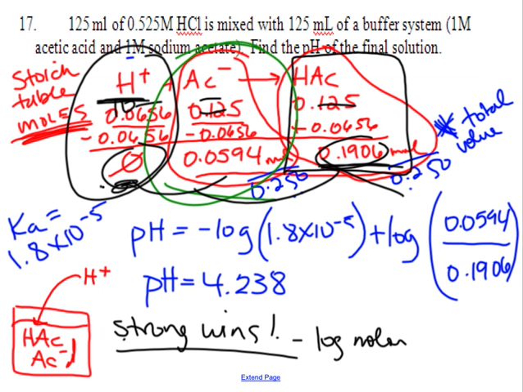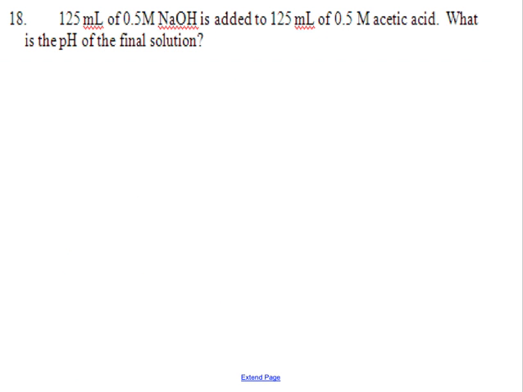So those are all the possibilities of what could happen after the war. All right? So the hardest part about this is knowing what the war is. And once you've done that correctly, you're good to go. So let's practice another one. 125 mL of sodium hydroxide is added to 125 mL of acetic acid. What is the pH of the final solution?